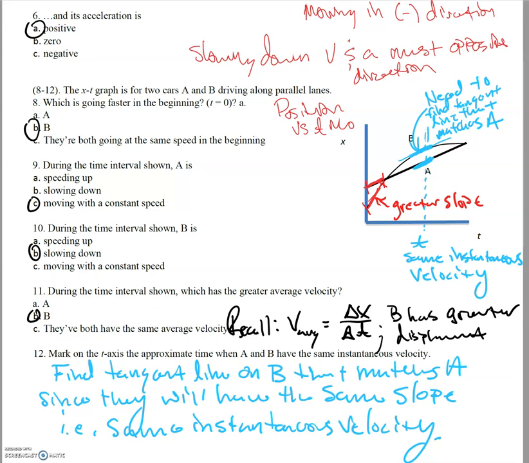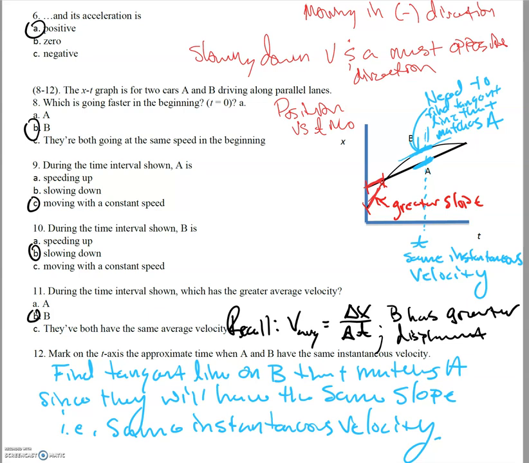For 9, during the time interval shown, A is blank. So again, we kind of alluded to this in the previous problem, 1 through 4. When we have a diagonal line on a position versus time graph, that tells us that the slope is constant. So that means the velocity is constant. So for A, which is this diagonal line, the slope is constant, so the velocity is constant. So it's C.